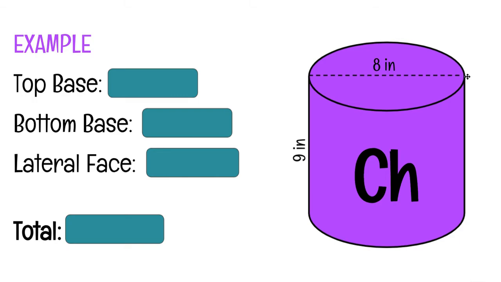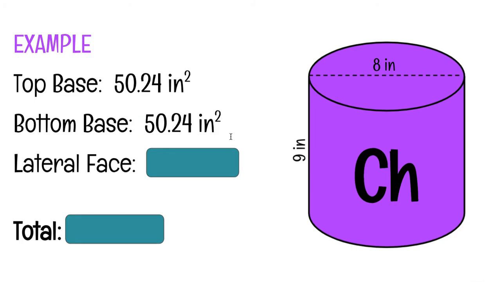So we're going to do pi times 4 times 4 using the number 3.14 for pi. So 3.14 times 4 times 4. And we get 50.24. The top base and the bottom base are exactly the same, so we're just going to repeat that answer.